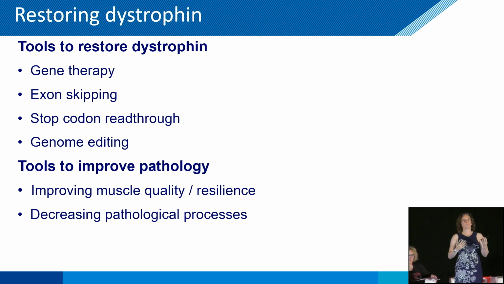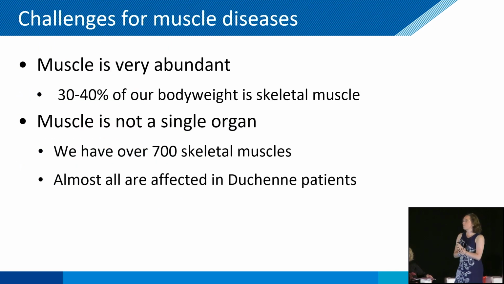Now, if you remember that picture that I showed with all the pathological things, everything that goes wrong when you have no dystrophin, all of that is caused by lack of dystrophin. So an obvious therapeutic option is to restore dystrophin. And there's several ways by which that can be done. Gene therapy and exon skipping, both approved now in the US. Stop codon read-through approved in Europe, genome editing still in preclinical phase, but also there's tools to improve muscle pathology, and we'll go into that at the end as well. And these things are also important because before going into the therapies, there's three things that you have to remember.